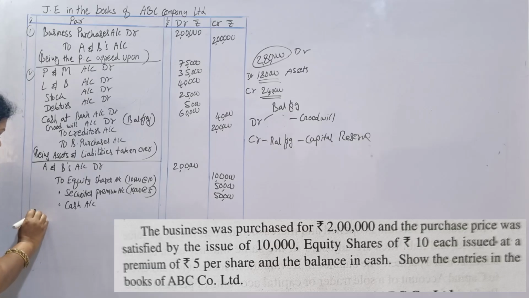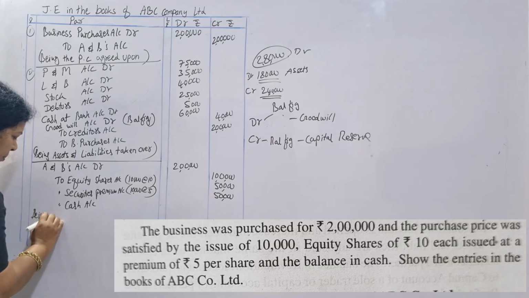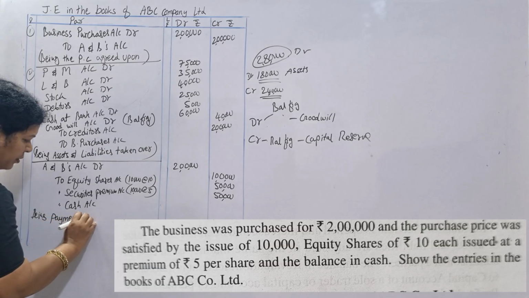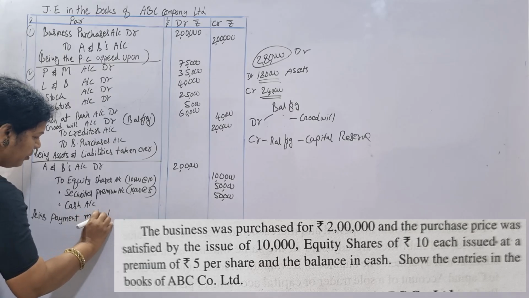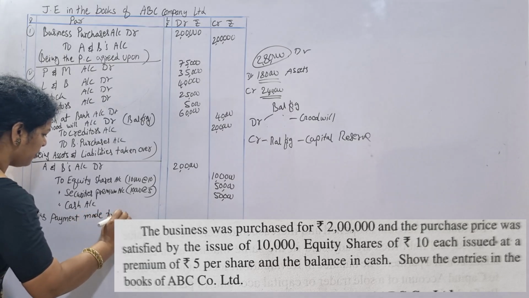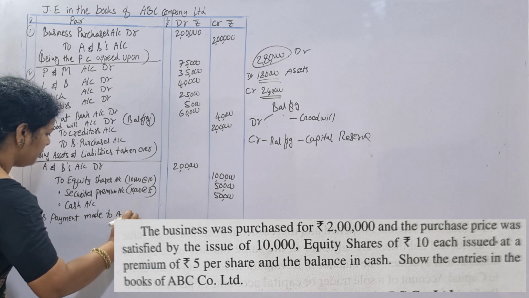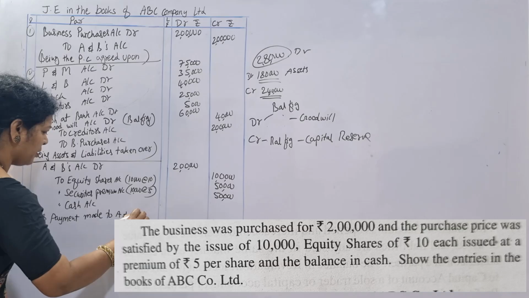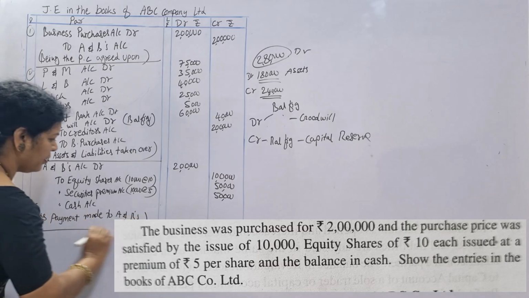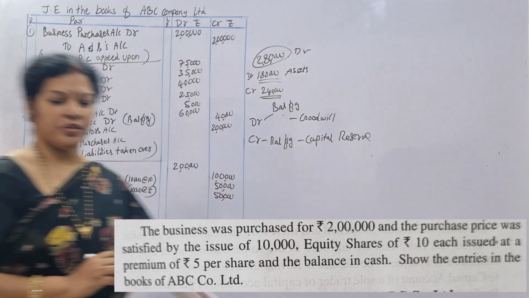Being payment made to vendor, you can say, made to A and B's account. Simple. That's all. These are the 3 journal entries.